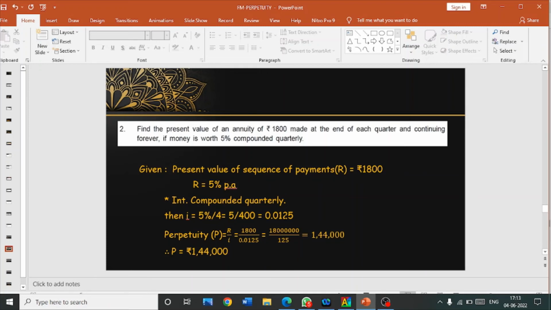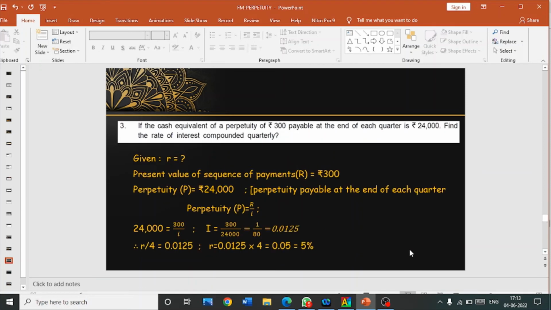Multiply the numerator as well as the denominator by 10,000 to remove the 4 decimal places in the denominator. The numerator, how much you are getting? 180 lakh divided by 125, you are getting 1,44,000 rupees, the present value of the perpetuity.